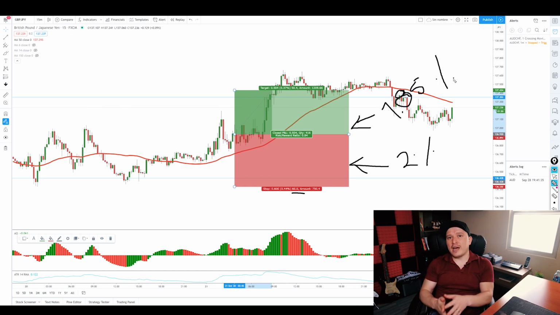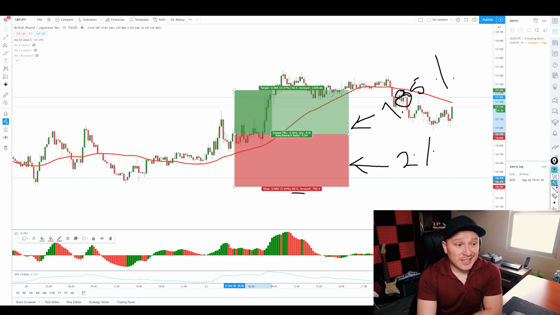1.85% increase in your account. If you have a $1,000 account, that would have been like $10, $20. And if you have a $10,000 account, that would be like $100 or $200, right? So this is the first signal.